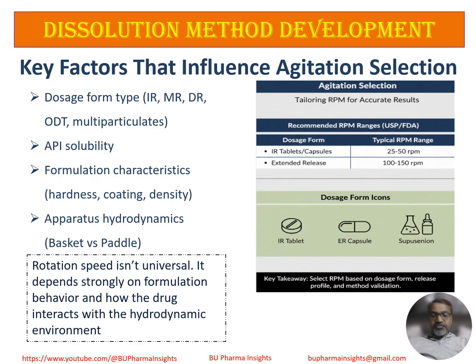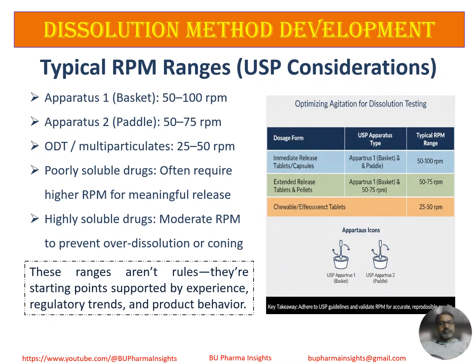RPM selection depends on dosage form type, for example IR, MR, DR, ODT, or multi-particulate systems; API solubility; formulation characteristics, for example hardness, coating, or density; and apparatus hydrodynamics, for example basket type or paddle type. Regulators generally prefer using the lowest rotation speed that still provides acceptable discrimination. These RPM values are not fixed rules, they are starting points guided by product behavior, industry experience and regulatory expectation.